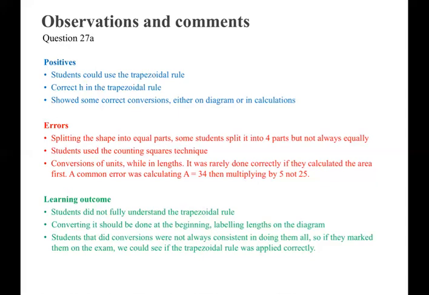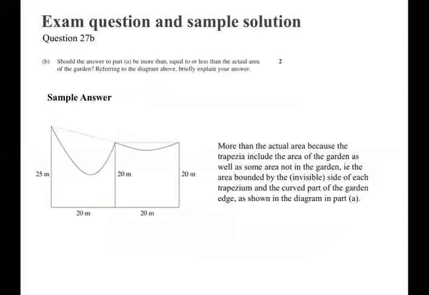Okay. In part B, on the other hand, even though part A was done quite well, part B was probably the section where students really struggled. They had to answer whether part A was more than, equal to, or less than the actual area of the garden, and refer to their diagram above with an explanation. So you can see in our answer, if they could draw those trapeziums, it really helped them. So again here, drawing the diagram was one of the things that we would have said really helped them in getting each of these parts correct.